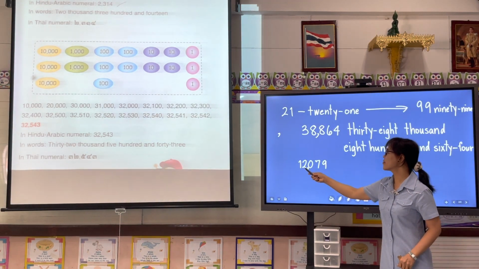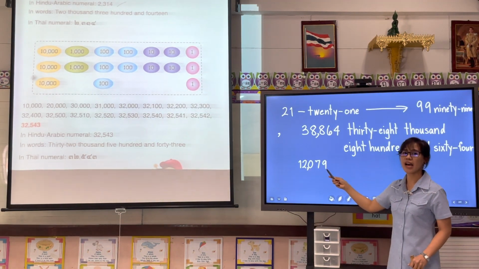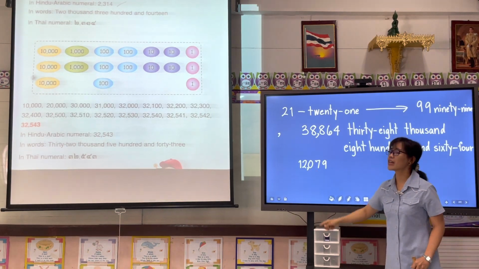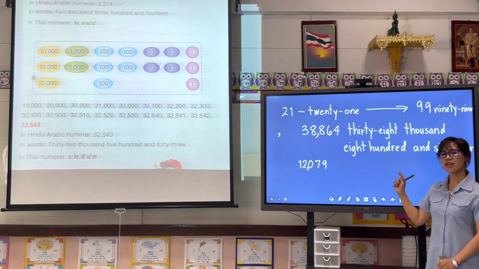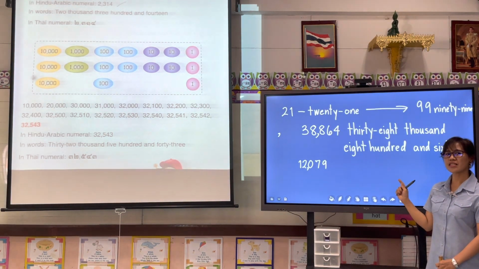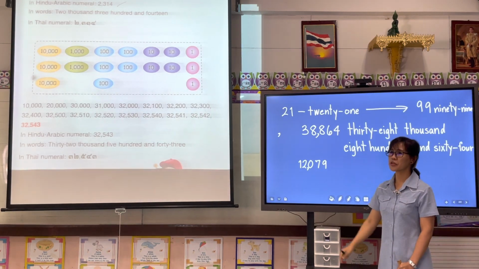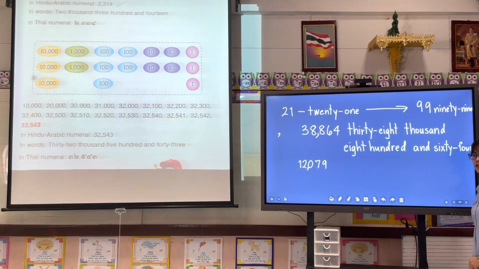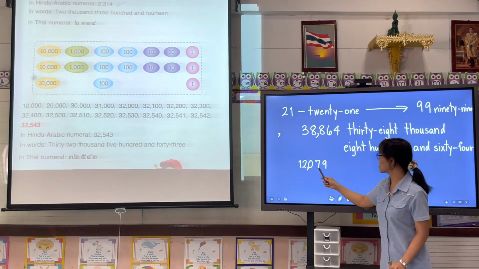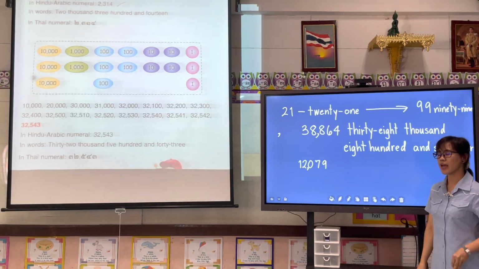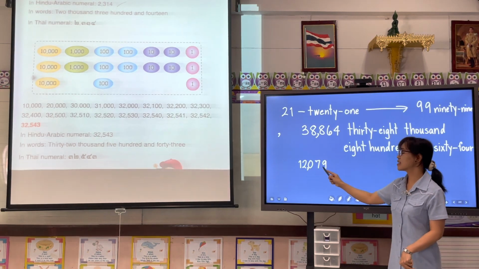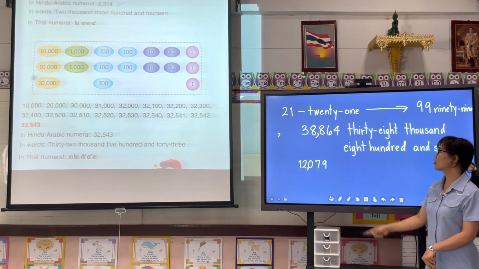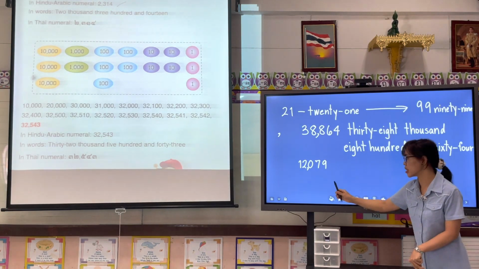So 12,079. We already know that 0 is nothing. But when we look at its place value, there is a place value for our 0. We call it a place value holder. So ones, tens, hundreds place. So we write this 12,079. How do we write this in words?